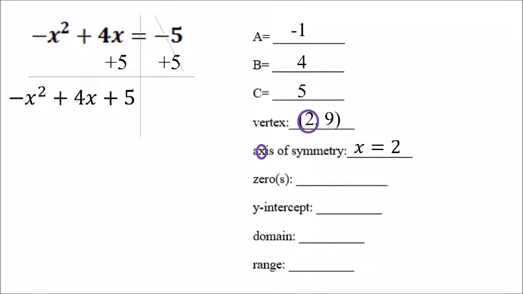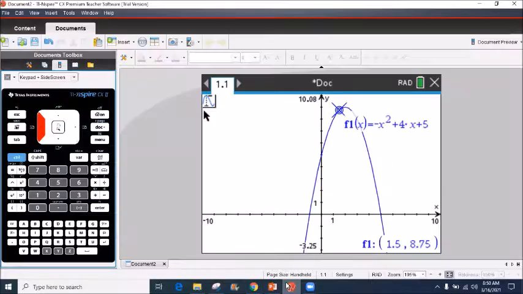Looking for the zeros, y-intercept, domain, and range, we're going to go back to our graph. For zeros, I have a 0 at -1. I have another 0 at +5. So my zeros are -1 and +5, or you can write them as ordered pairs, 5, 0 and -1, 0. Next, we're going to look for our y-intercept. Our y-intercept is at +5.